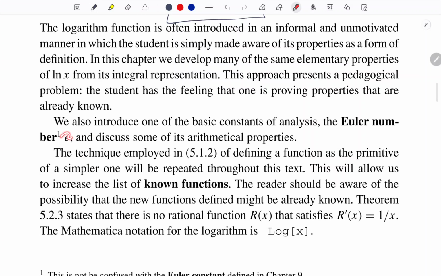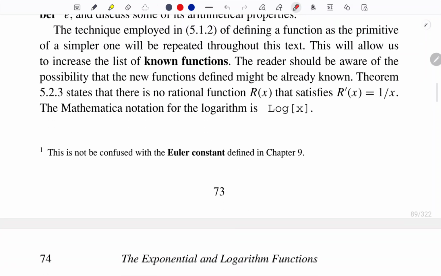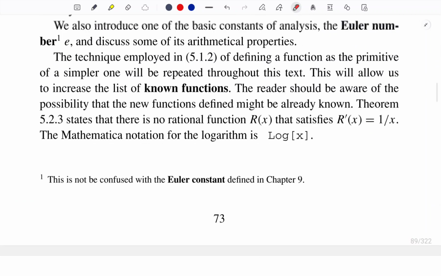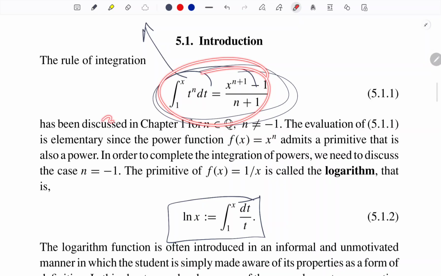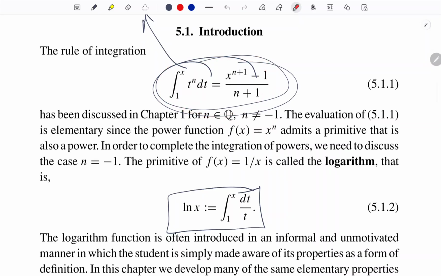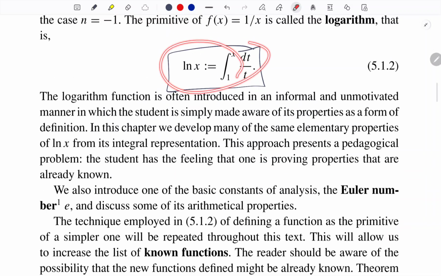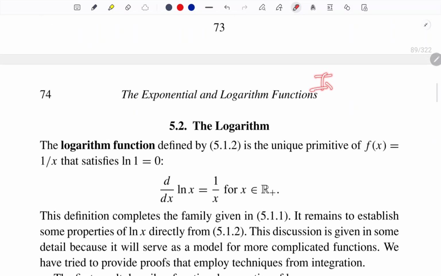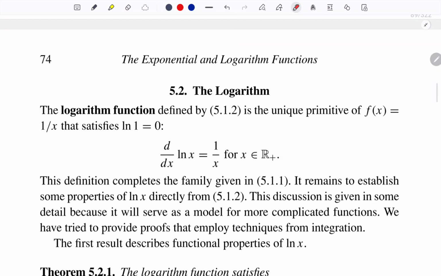And let's just read these things out. We also introduce one of the basic constants, the Euler number, that is e. Yeah, so it's just talking about the most basic things in integrals, obviously. At first he just explains the integral, and that's why this book is the Irresistible Integrals.